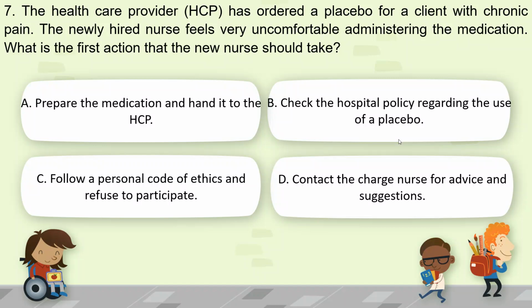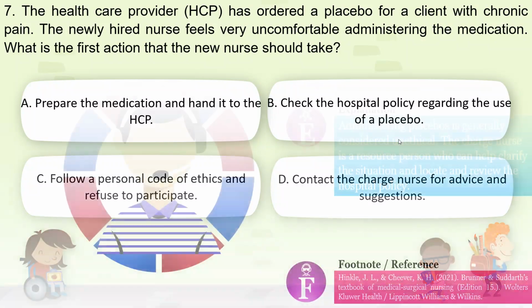And of course, the charge nurse is a resource person who can help clarify the situation and possibly locate and review the hospital policy. And if the healthcare provider is insistent, suggest that he or she could give the placebo. Note, could, not should, when talking to the healthcare provider. This provides a small opportunity to rethink the decision and should elicit a less defensive response. Following a personal ethical code is correct when the nurse must ensure that the client is not abandoned and that care continues. So the best answer for number seven is letter D.